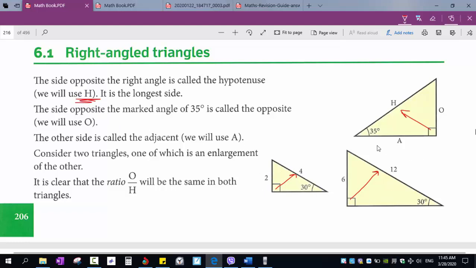And for any angle, the side opposite the right angle is called hypotenuse. The side opposite the other angle is called opposite. So opposite means the side opposite the other angle, not the right angle. And the side next to the angle is called the adjacent side. For simplicity, we call the hypotenuse h, O for the opposite, and A for the side next to the angle, which is called the adjacent side.